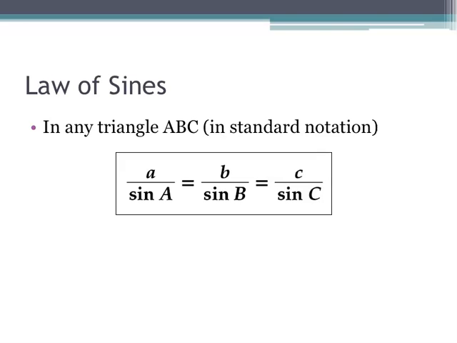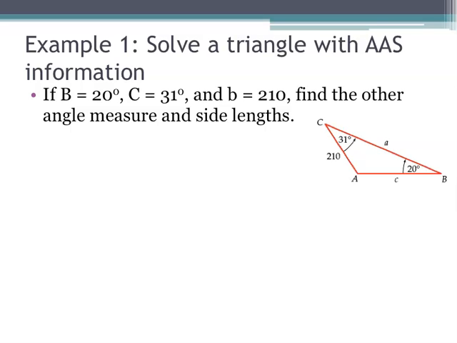Let's go ahead and look at an example. So here's a triangle, and the information that's given to you is angle B is 20 degrees, angle C is 31 degrees, and side b is 210. Now if you draw this out, you can see that angle B and angle C, those are two angles, and 210, that's a non-included side. Okay?